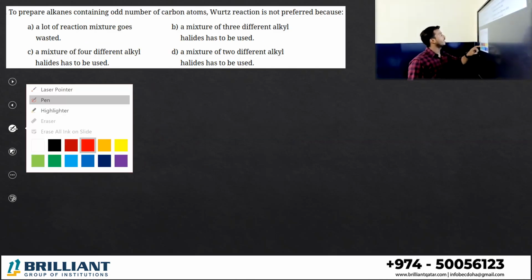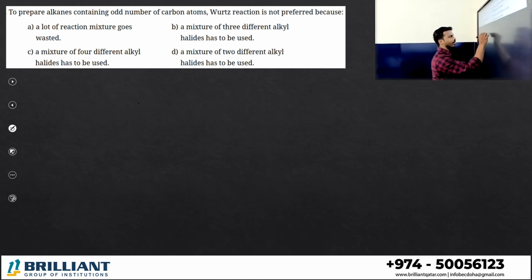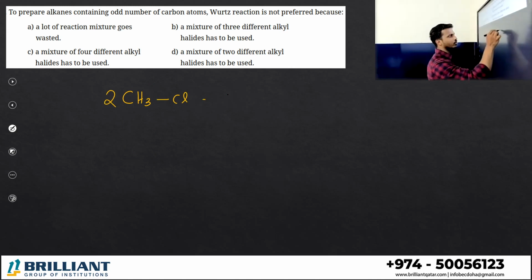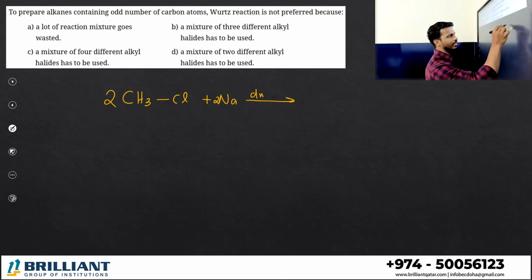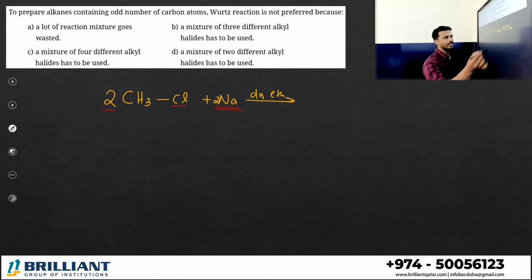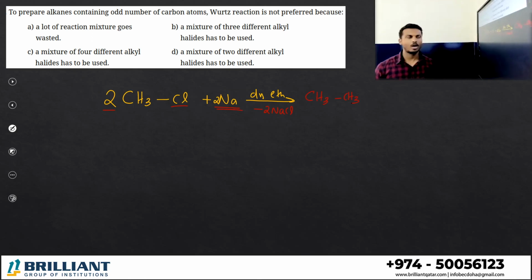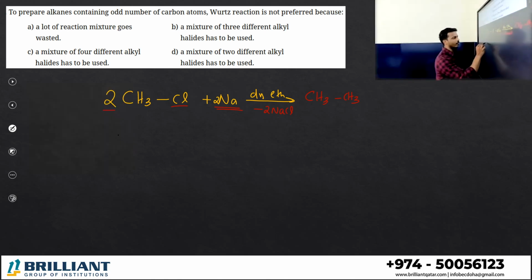Next, to prepare alkanes containing an odd number of carbon atoms, Wurtz reaction is not preferred. Yes or no? For example, take two molecules of methyl chloride and treat them with sodium metal in the presence of dry ether. The two sodium atoms take the two chlorine atoms and eliminate NaCl. The major product is CH3-CH3, ethane. How many carbon atoms in the product? Two, an even number.